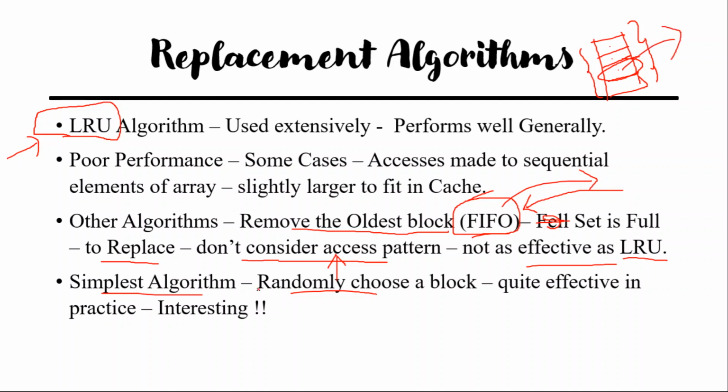Actually this random replacement is quite effective in practice. It may not be as effective as LRU, but it is reasonably effective, and it is more effective than FIFO. This is quite interesting, because in LRU you have to maintain some counter, increment, decrement, and identify, so that also involves cost. But in random replacement, you are just randomly replacing, and it is quite effective.